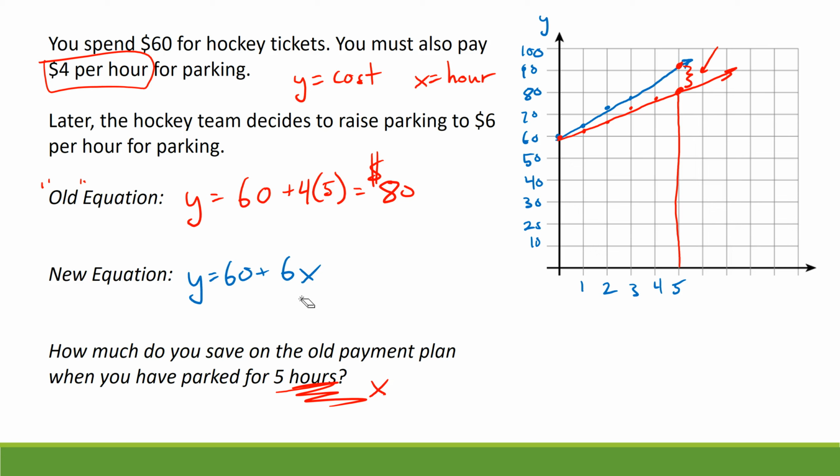Under the new payment plan, when I am at 5 hours, well, 6 times 5 is 30, and 60 plus 30 is $90. And you can kind of see on the graph, oh yeah, when I'm over at 5 hours, looks like red's up at 80, and it does look like blue is up at $90. So how much do I save? Well, the difference in these is $10. Nice. So modeling these different equations helps me to see the full range of different costs according to how much time I've spent in the parking lot.